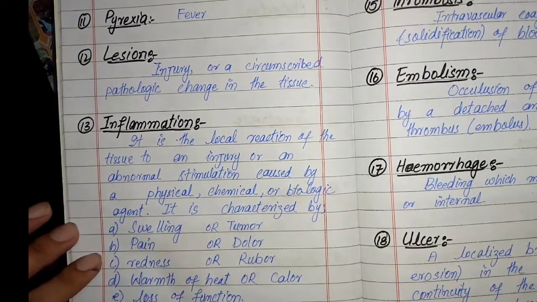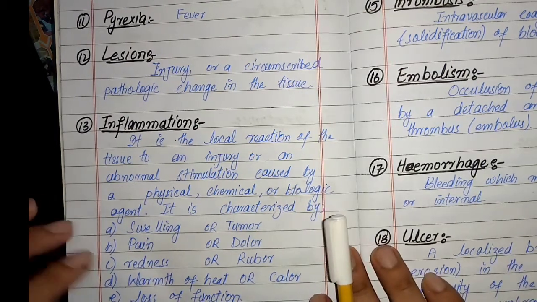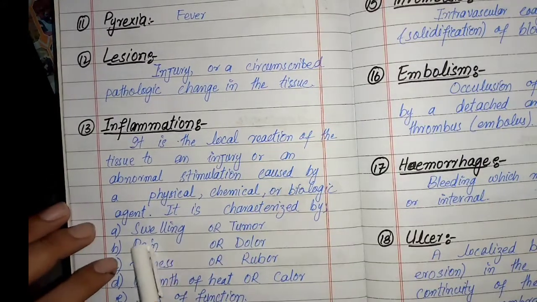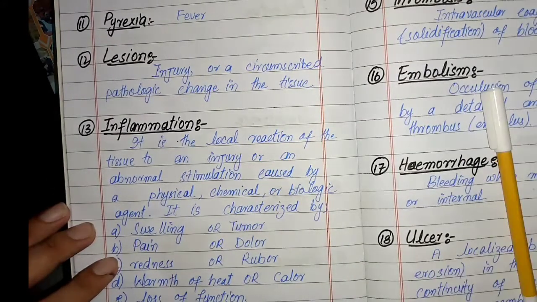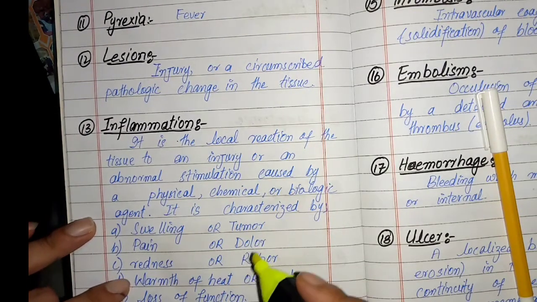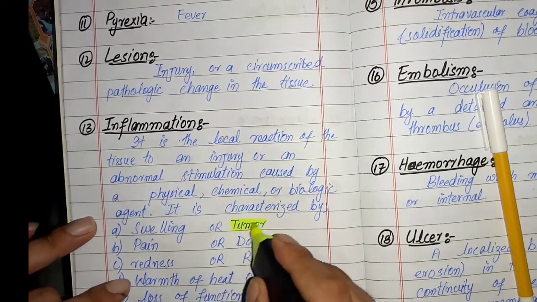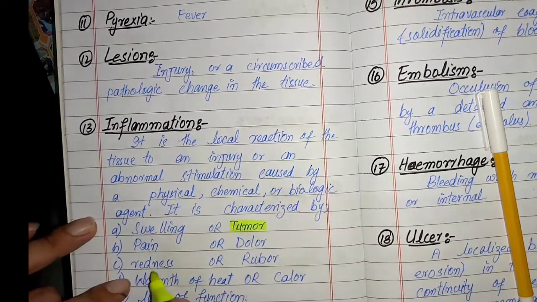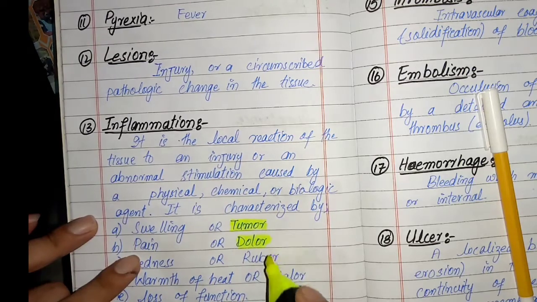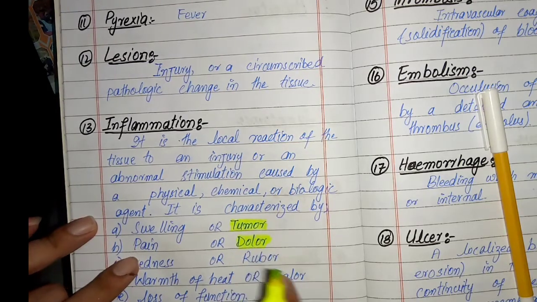Whenever inflammation occurs, that tissue and that site would have swelling. The medical term for swelling is tumor, and for pain we have dolor, right? These terms are also very important for MCQs, right?